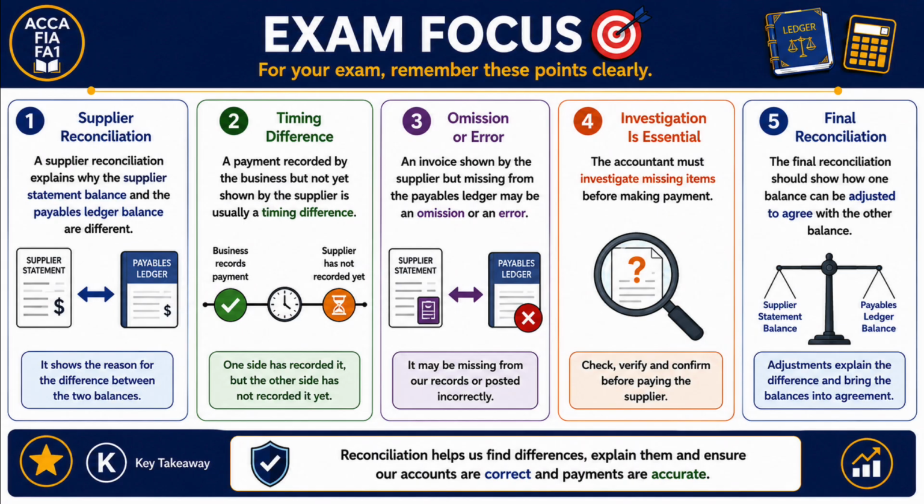Exam focus. For your exam, remember these points clearly. A supplier reconciliation explains why the supplier statement balance and the payables ledger balance are different. A payment recorded by the business but not yet shown by the supplier is usually a timing difference. An invoice shown by the supplier but missing from the payables ledger may be an omission or an error. The accountant must investigate missing items before making payment. The final reconciliation should show how one balance can be adjusted to agree with the other balance.